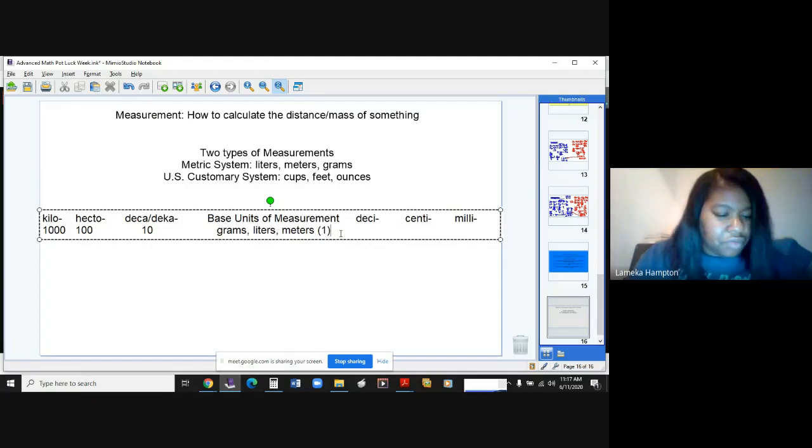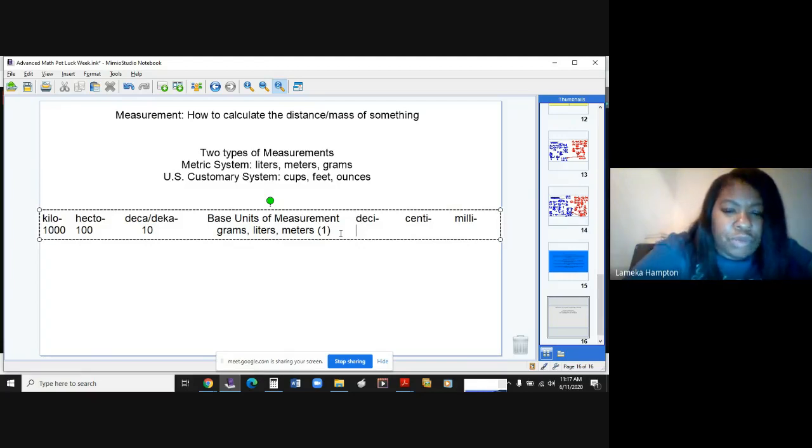All right. Now, when we get to deci, D-E-C-I, that means that it's going to be 1/10 of something. So a decimeter is 1/10 of a meter. So I am going to write, hopefully I have enough space, I'll do it in a decimal because that way you can see it better. So that's 1/10 of something.